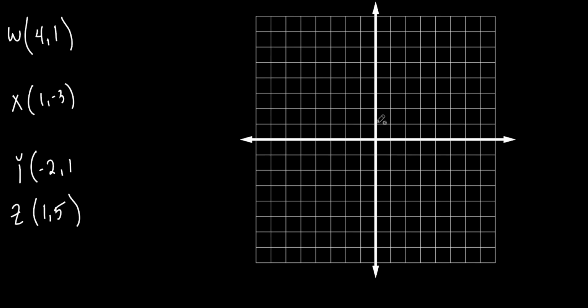All right, 4, 1. So where's 4, 1? 1, 2, 3, 4. There you go. So that's W. 1, -3: 1, 2, 3. That's X. -2, 1. Forgot to put a parenthesis right there. And then 1, 5: 1, 2, 3, 4, 5. There we go. All right, so let's connect them and let's see what we got.